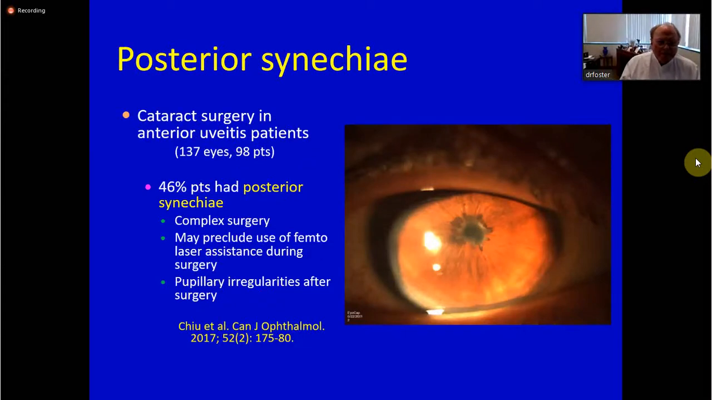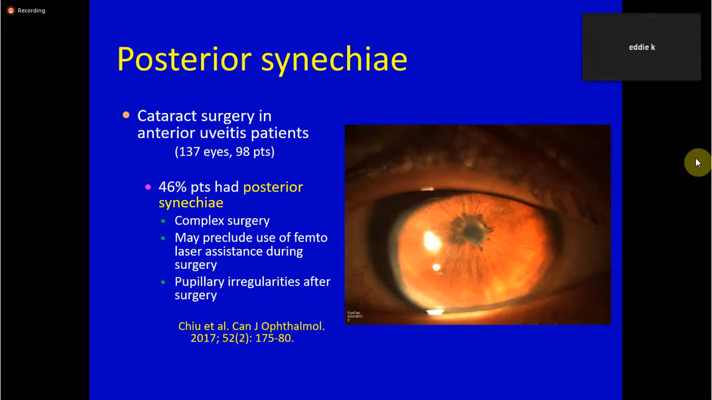What about cataract? Not such a big problem, right? Well, it turns out that it can be a very big problem. It certainly is going to make the cataract surgery more complicated, and it may preclude the use of laser in assisting making your capsular rhexis.